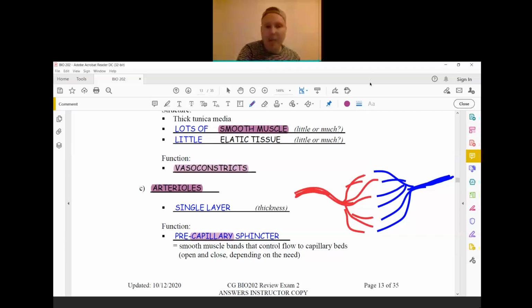And this is done by these pre-capillary sphincters that I've shown here. So they open and close their bands of smooth muscle and choose where the blood should go and where it should not go. So that's how we choose only part of the capillary networks to be open.